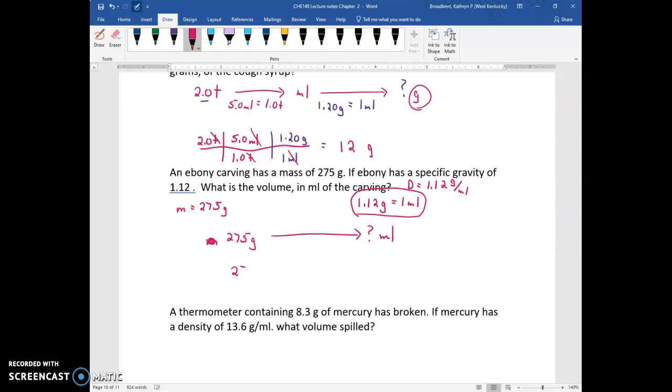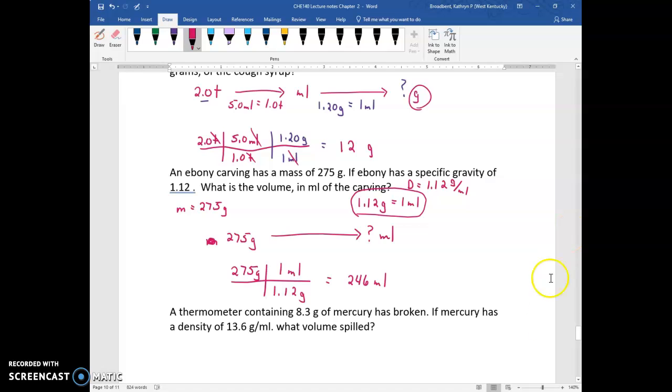We'll start with 275 grams. Using our equality, we want to get rid of grams, so we're going to put our 1.12 grams in the bottom and our 1 milliliter in the top. And we'll take 275 and divide by 1.12. And the ebony carving has a volume of 246 milliliters.